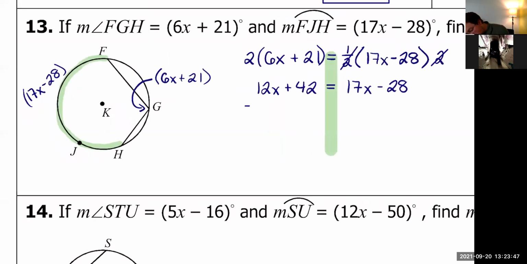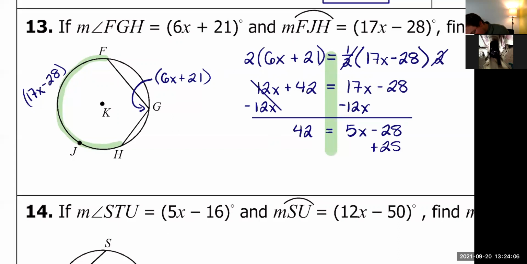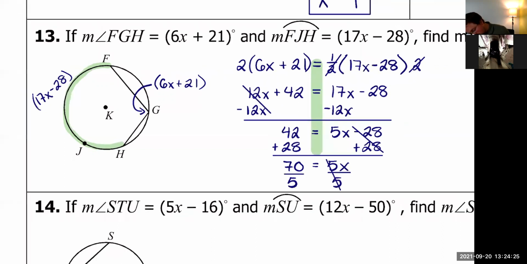Well, now I need to get the variable to one side, so I'm going to subtract 12x from both sides. Leaves me with 42 equals 5x minus 28. Add 28 to both sides. 70 equals 5x. Divide both sides by 5. x equals 14. All righty.